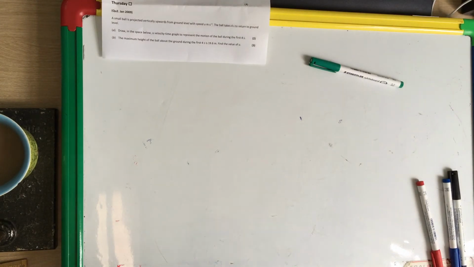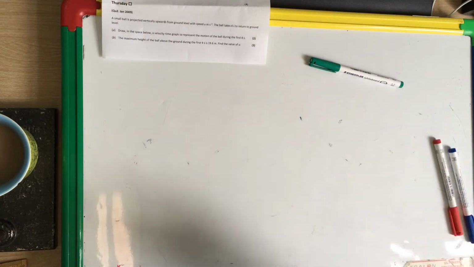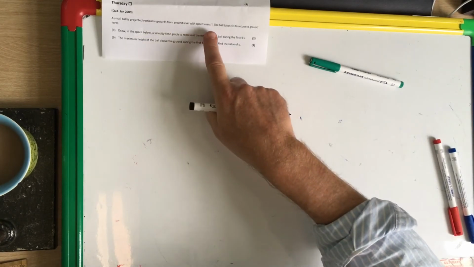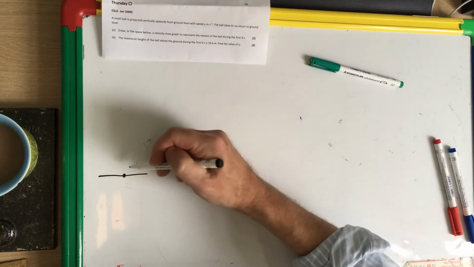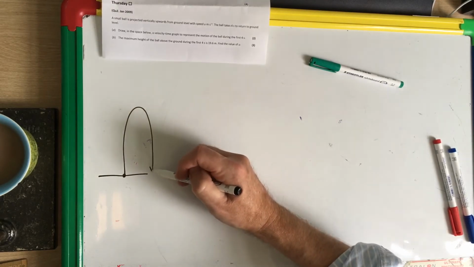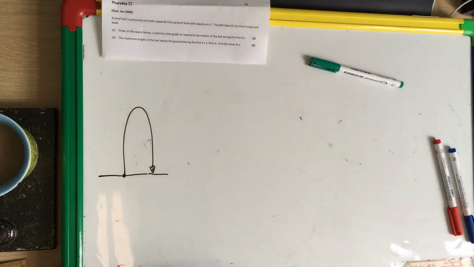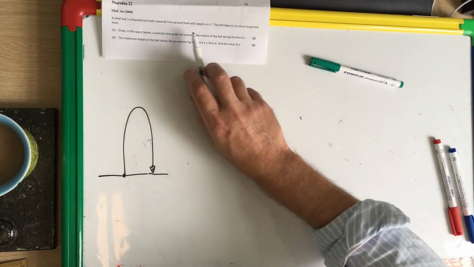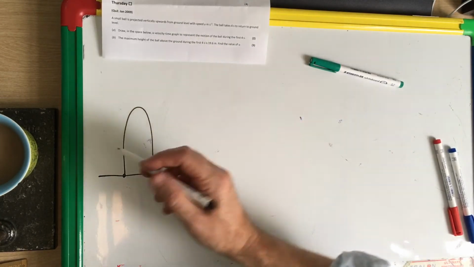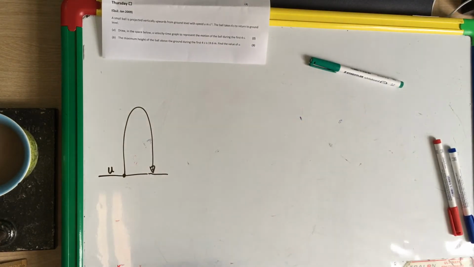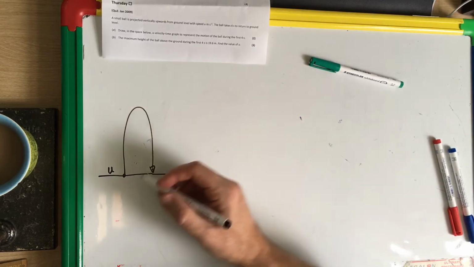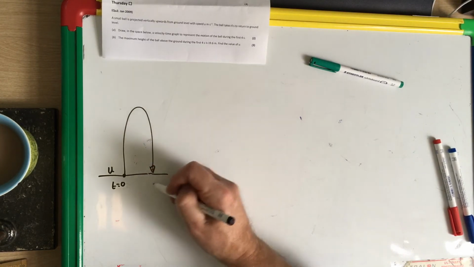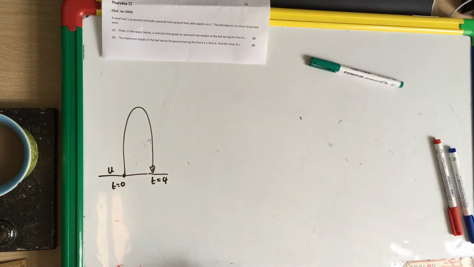So a small ball is projected vertically upwards from ground level with the speed of u. So we always draw a diagram of this. There it is. And it goes up and it comes down again. It is from the floor, from the ground level. It has an initial velocity of u, but it doesn't tell us what that is. And the ball takes 4 seconds to return to the ground. So t is 0 there, and then it's launched, and t is 4 when it returns back to the ground.